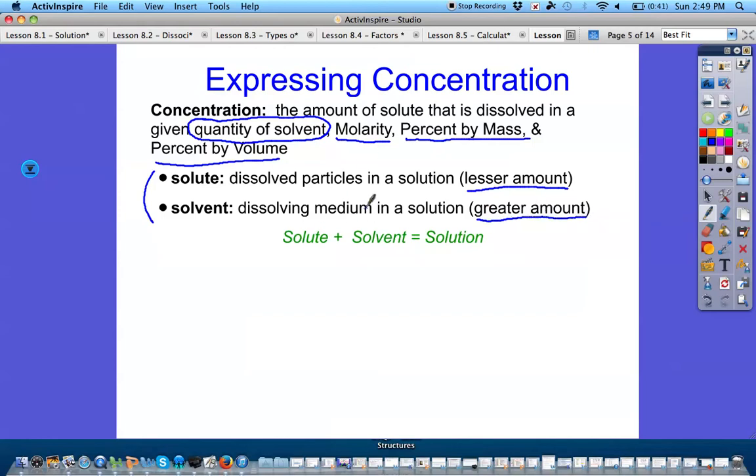You don't have a place to write these down. Those are just in review of things that we've already talked about. And then to find the total amount of solution, you're going to take the solute plus the solvent to determine the total amount of solution. I would go ahead and write this down.